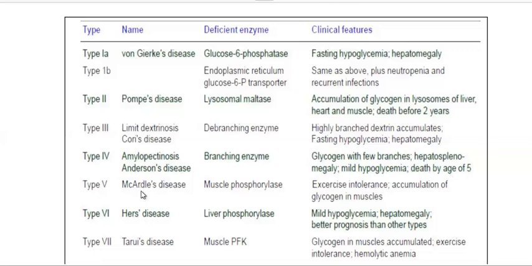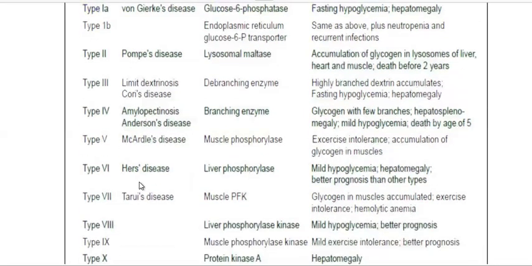Type 5, McArdle disease. The deficient enzyme is muscle phosphorylase, causing exercise intolerance and accumulation of glycogen in muscles. Type 6, Hers disease: liver phosphorylase is the deficient enzyme, causing mild hypoglycemia and hepatomegaly. Better prognosis than other types.